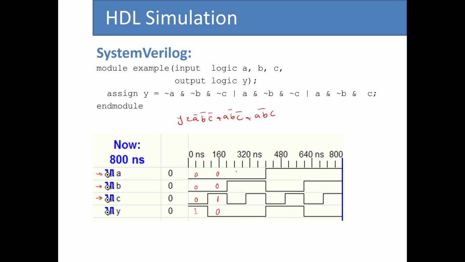When a is 0, b is 1, c is 0, again the output is 0. So we have 0 here. And when a is 0, b is 1, and c is also 1, the output is 0. So we have 0 here. As you can see, this is basically the same truth table that we had, but now it's kind of sideways, right? But nonetheless, we basically change the inputs over time, and we create all the possible combinations. And then for each one, we basically record what is the output.